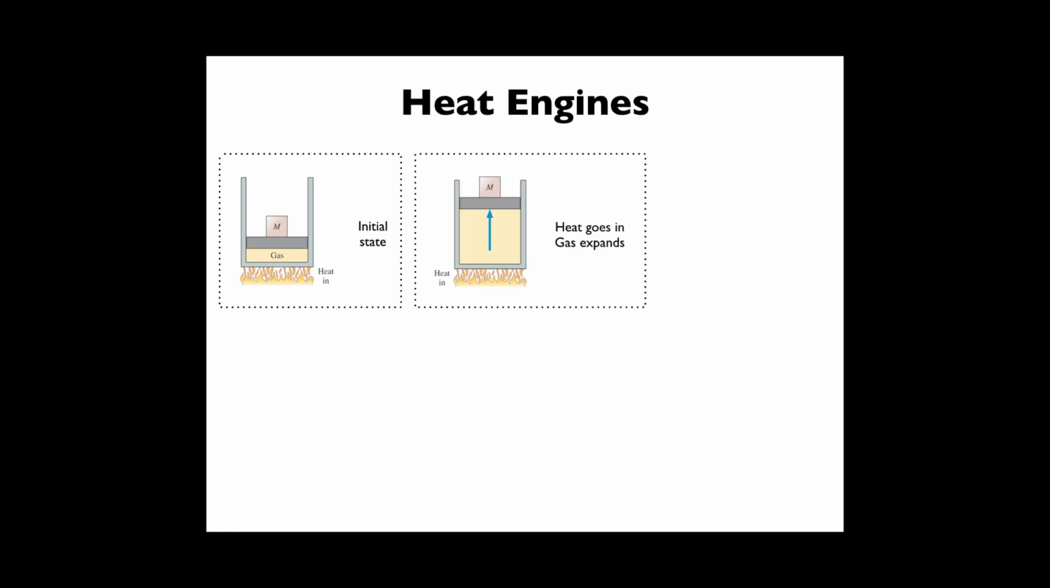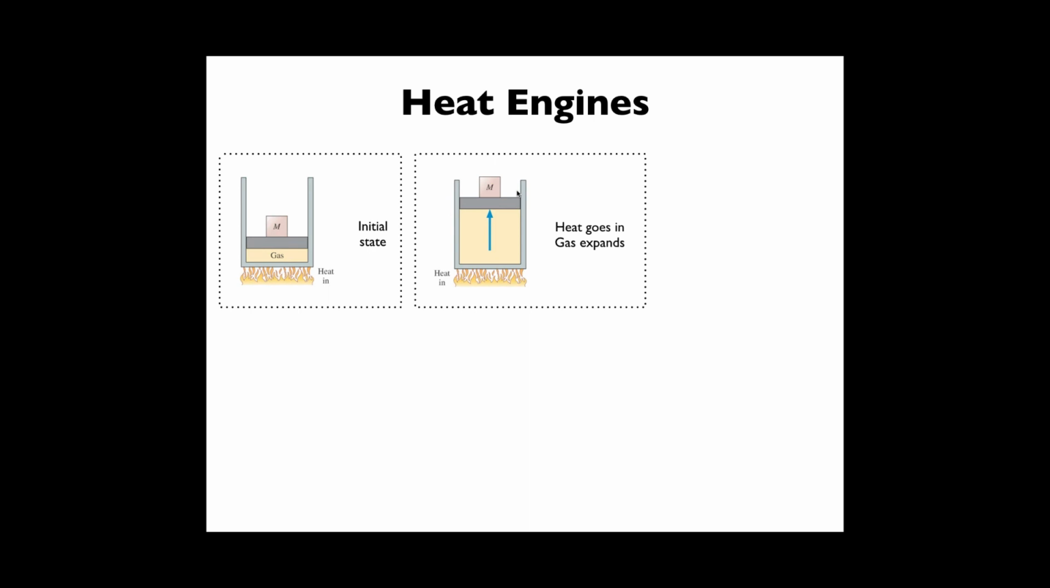Then we turn up the heat. Heat goes in to our system, right? It goes into the gas, and the gas expands. All right? Now, what's being kept the same here? We have the same mass on our piston in both cases, and we're adding heat. So this is considered an isobaric expansion, because remember, pressure only depends on the cross-sectional area of the piston and the mass of the piston, and these things have not changed from this state to this state. So this is an isobaric expansion.